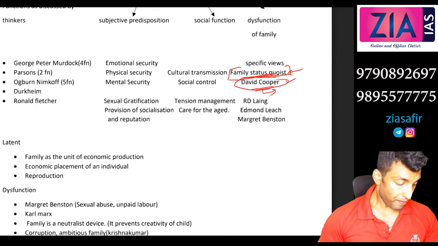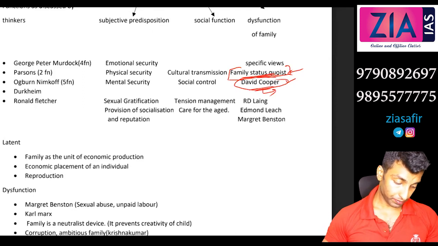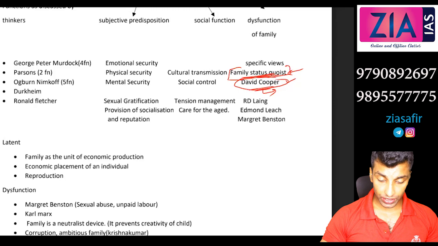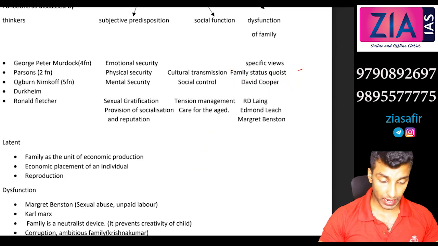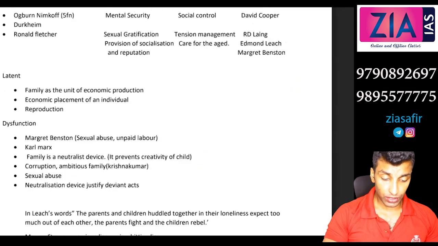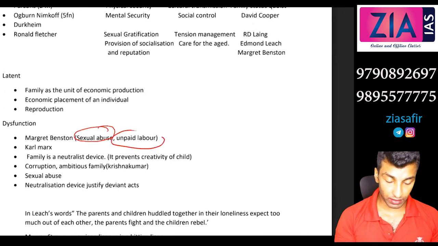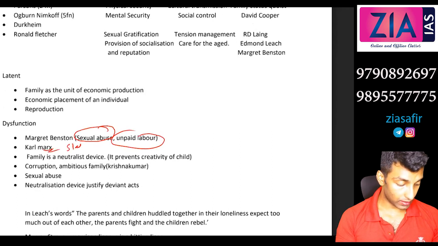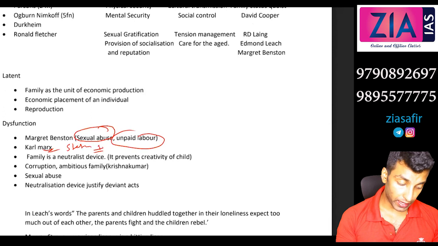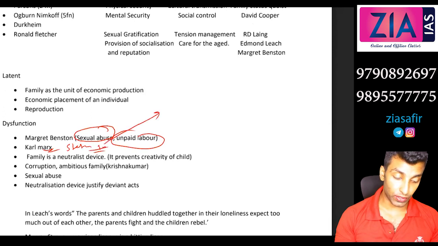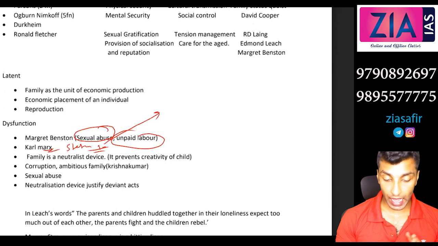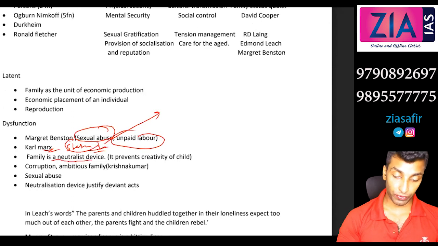Then Edmund Leach, R.D. Laing, Margaret Benston. Margaret Benston is talking about sexual abuse and the unpaid labor of females. Then Karl Marx, that is the status quoist idea I've told you. Family assures conformity of the individual, submitting to the capitalist for exploitation. Family is a neutralist device. It prevents the creativity of a child.